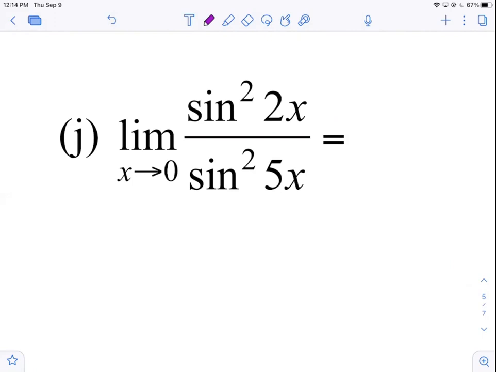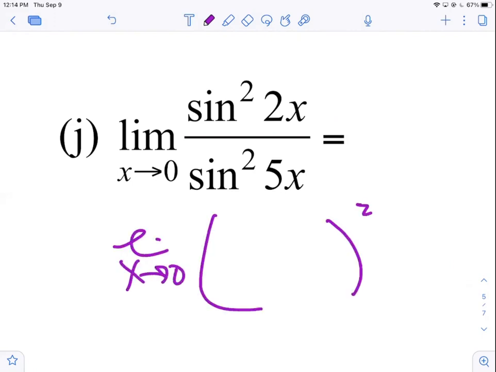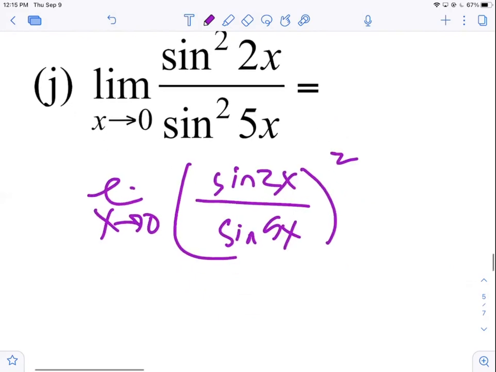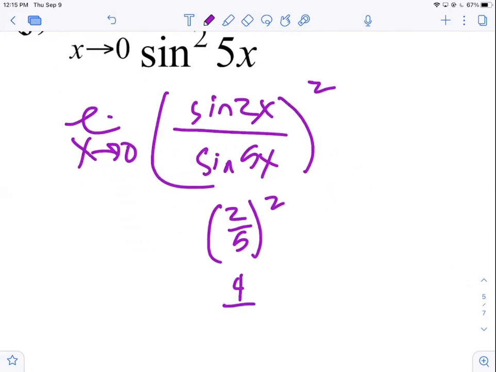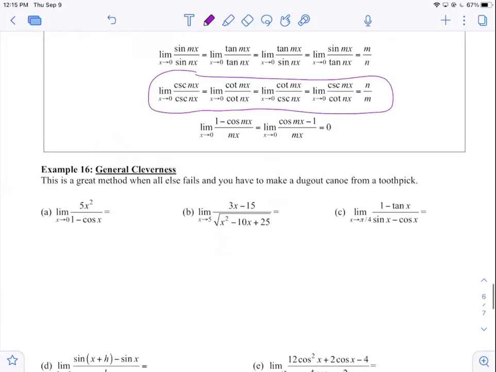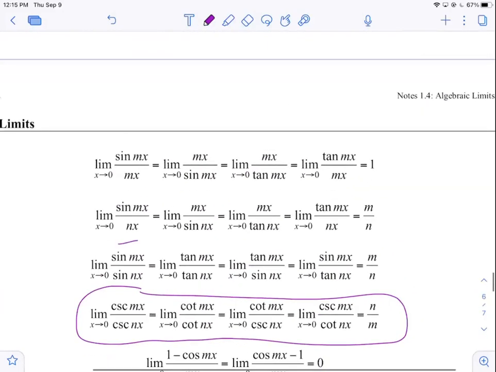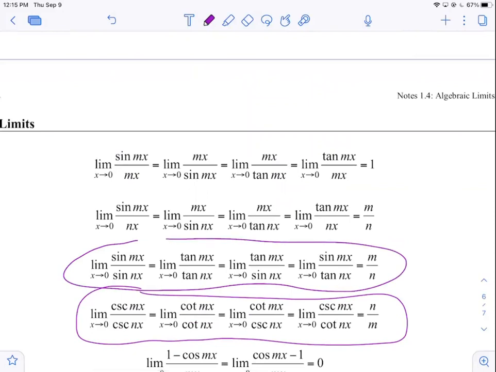What's the answer, everybody, real quickly? Is it 2/5? No. Times 2? Squared. Right, squared. So again, if you want to write it like this, it's sine of 2x over sine of 5x, which would be 2/5 squared. That would be this rule here. Any combination of sine and tangent, tangent and sine, tangent and tangent, and sine is just a over b.